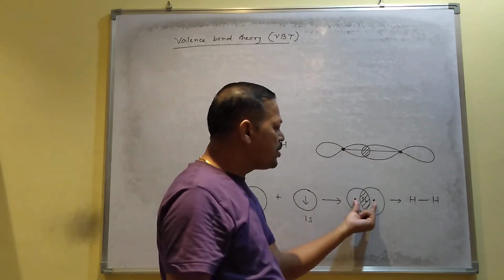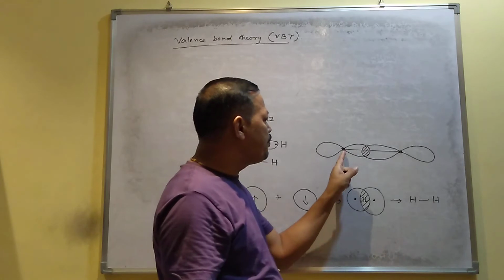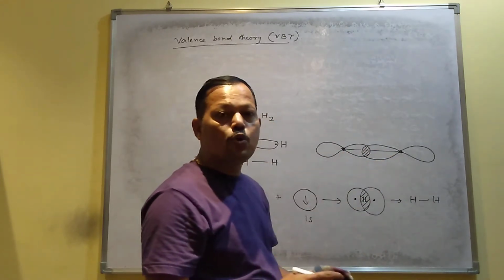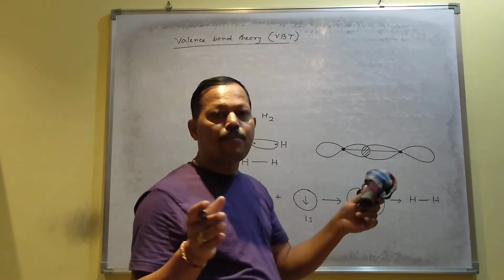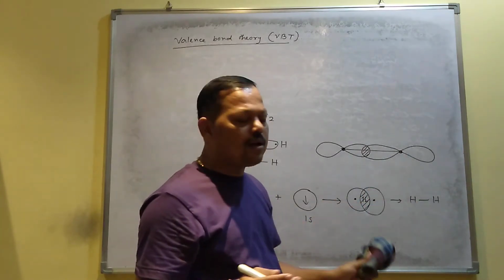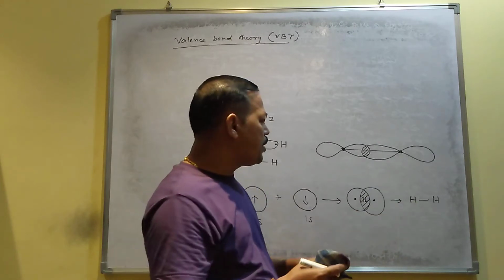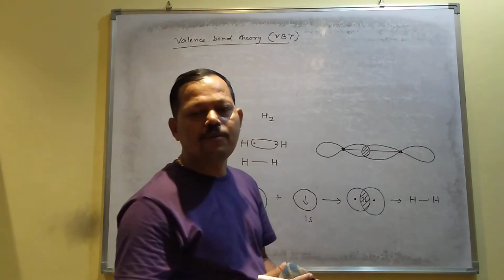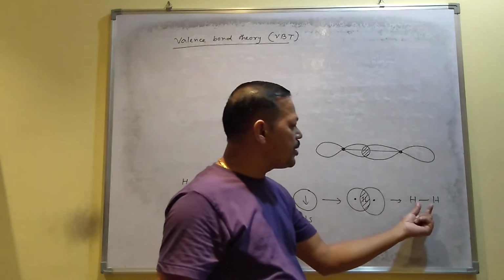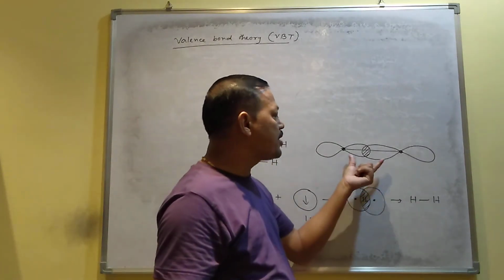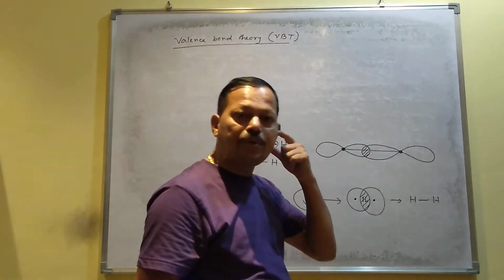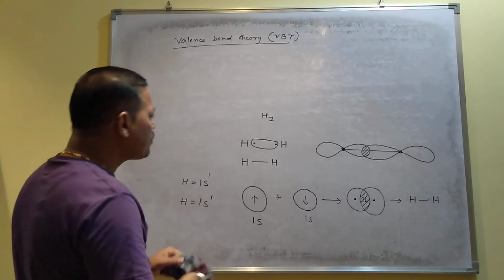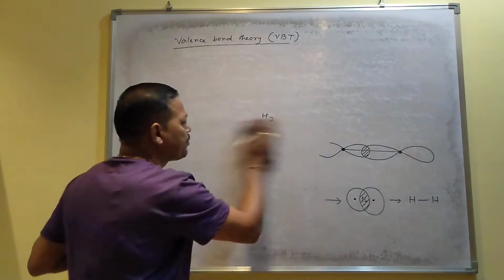Since the nuclei are closer in SS, but in PP the nuclei are far away from one another, those bonds which are produced by overlapping between P and P orbitals are longer. But those bonds produced between S and S are shorter, and that is why hydrogen bond length is very short. But in the case of other atoms which involve P orbitals, the bond length will be longer. So what is valence bond theory?